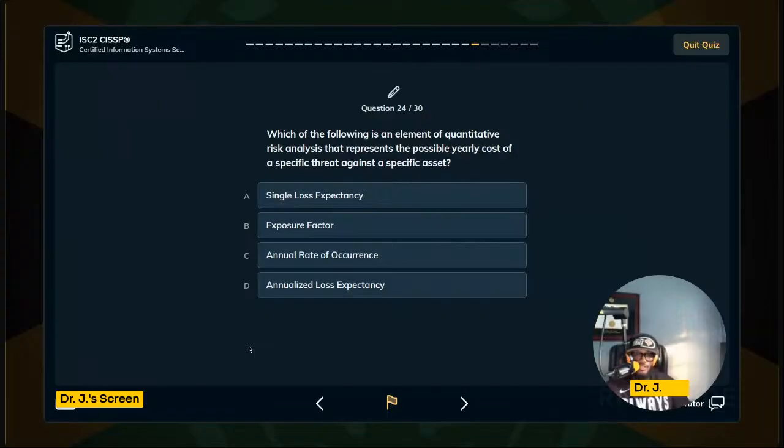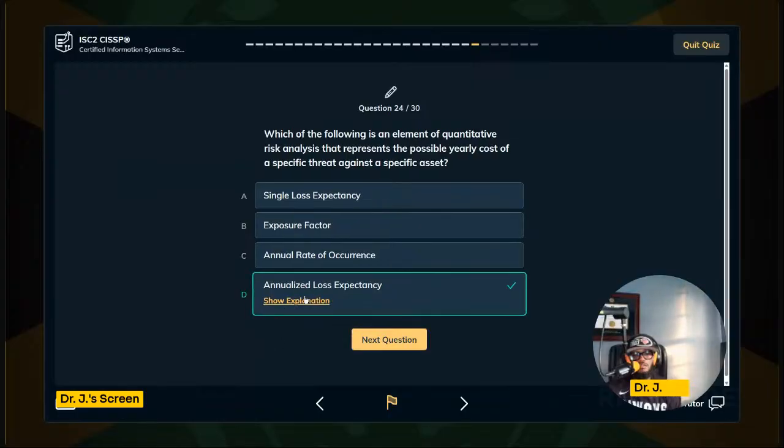All right. Which of the following is an element of quantitative risk analysis that represents the possible yearly cost of a specific threat against a specific asset? So, the yearly cost of a specific threat. It should be delta. Yeah.